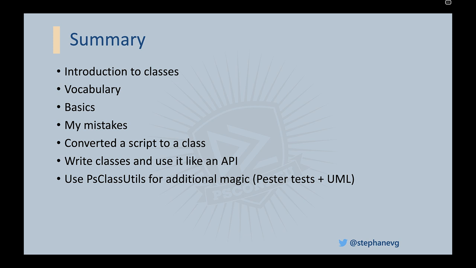We also realized that we should write our modules and our classes like an API, and expose the functionality of these APIs through functions. And we learned that there's a magic benefit of using classes: there are tools that exist, for example PS Class Utils, which would add additional magic to your code, and it will automatically generate Pester tests for you and generate UML diagrams, which is pretty neat if you ask me.